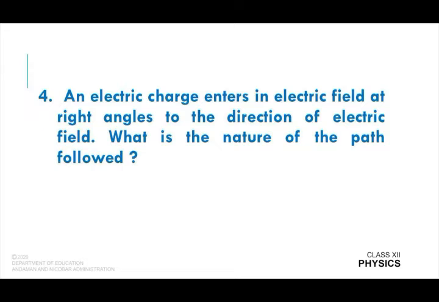What the next question says: an electric charge enters an electric field at right angles to the direction of electric field. What is the nature of the path followed? So once again, an electric charge enters an electric field at right angles to the direction of electric field. What is the nature of the path followed?